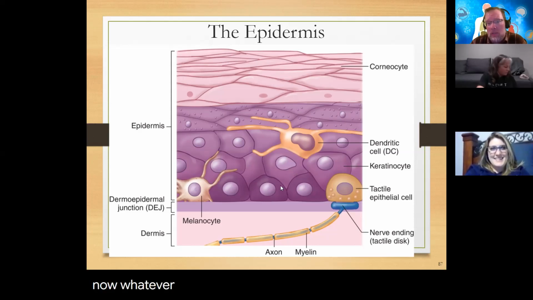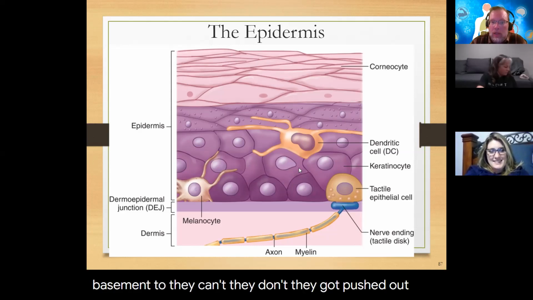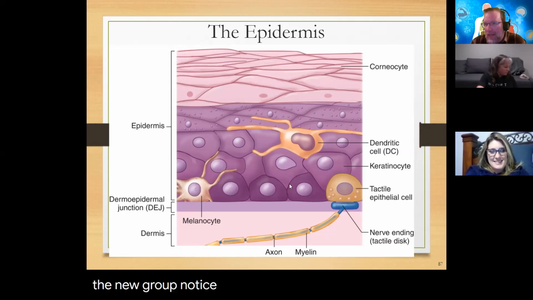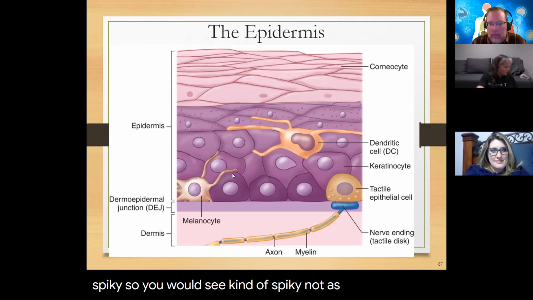The spinosal cells used to be in the basement too. They got pushed out by the new group. Notice too, spinosal actually means spiny or spiky. So you would see kind of spiky, not as rounded cells in the spinosal layer. That might be 4 to 10, 12 layers thick. The spinosal cells.